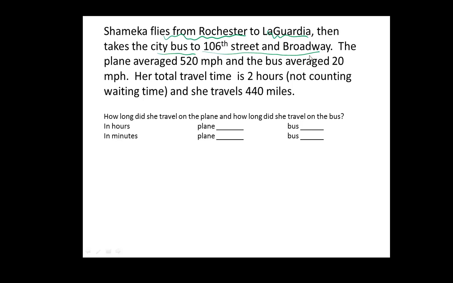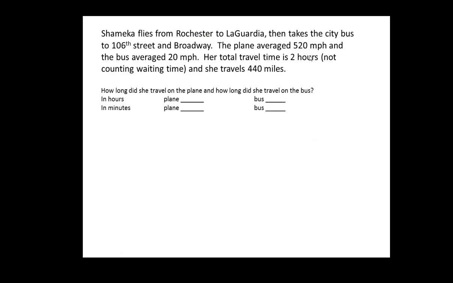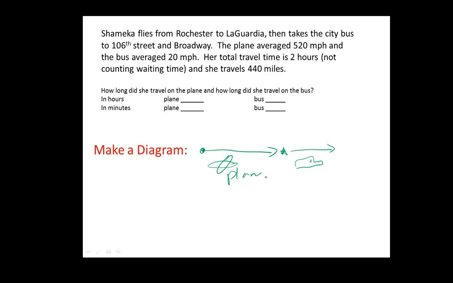The first thing we really want to do is to go ahead and make a diagram. So let's see. Here she is in Rochester, and she's flying. Here she is on the plane. She's flying to New York City, and the rest of the way she's taking a bus. So here's my little diagram here, and I'm just showing that she's taking the plane, and then she's taking the bus. Notice it says we want to know how long she traveled on the plane. They're going to ask us in hours and in minutes.